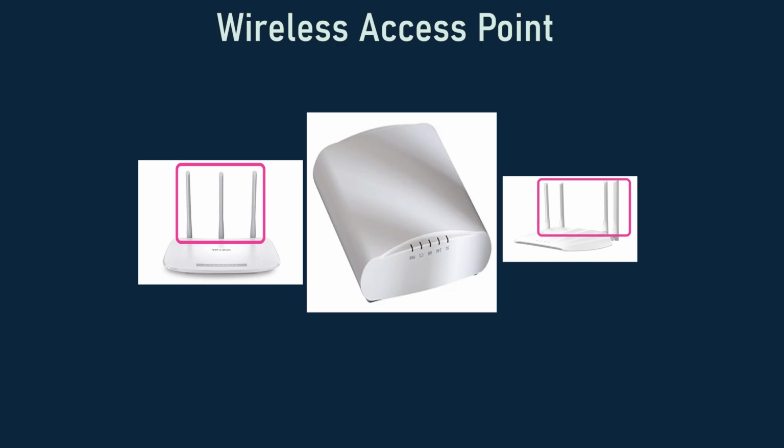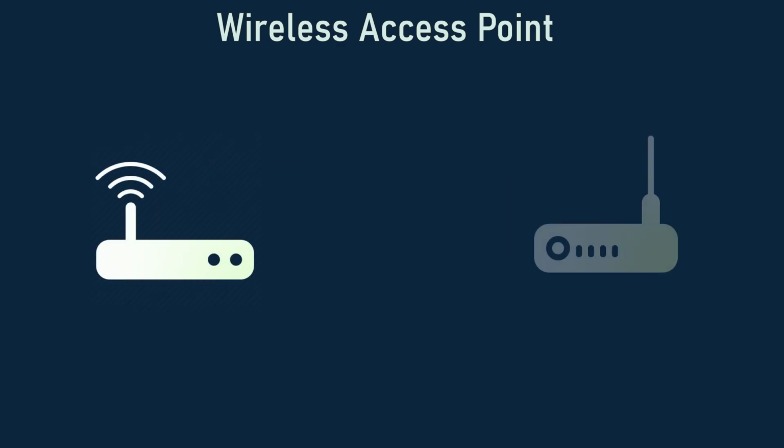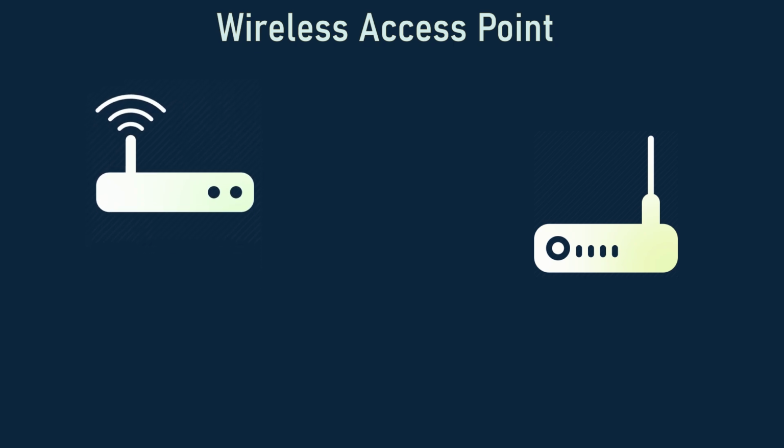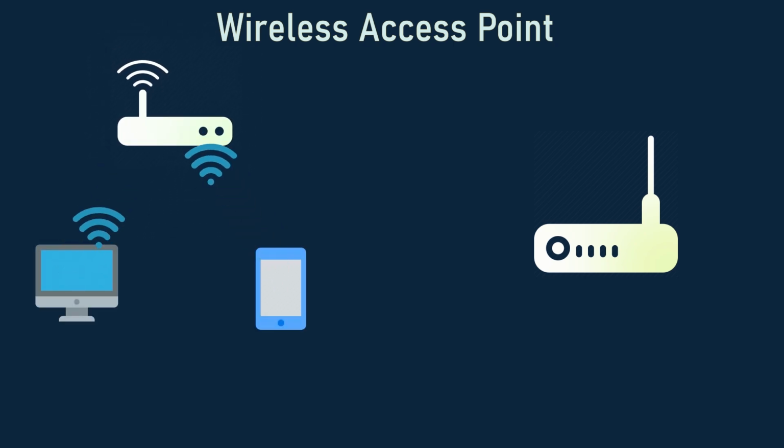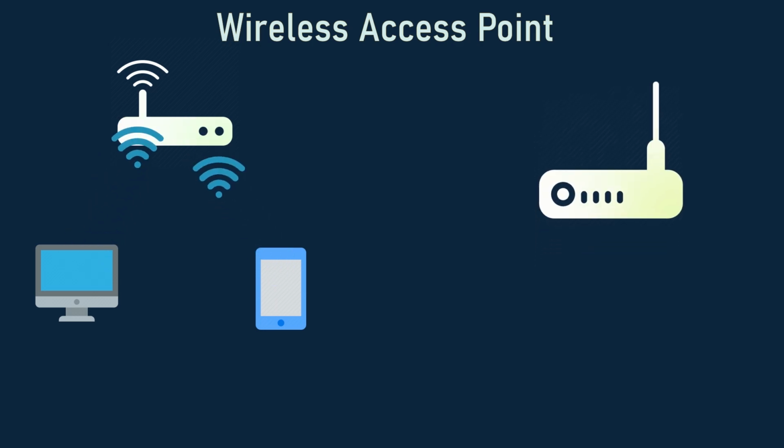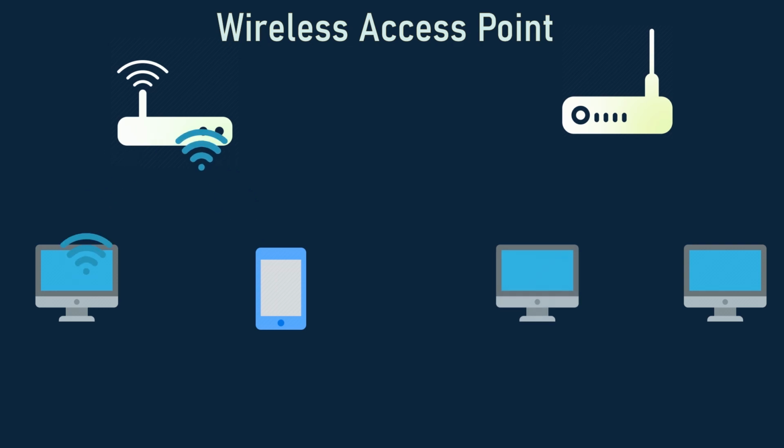Before we discuss the wireless access point in detail, let's talk about routers briefly. There are two types of routers, wireless routers and wired routers. A wireless router supports wireless connections, allowing different devices to connect to the network wirelessly using Wi-Fi. On the other hand, the wired router does not support wireless connectivity. You can't connect to a wired network or router using Wi-Fi. We have to use the Ethernet cable to connect to a wired router.